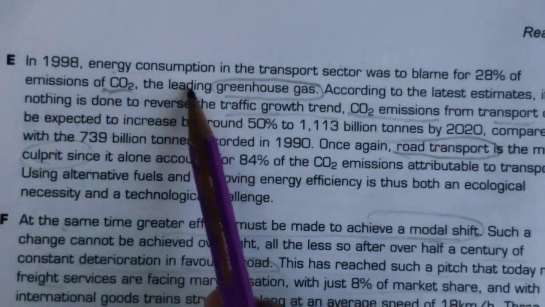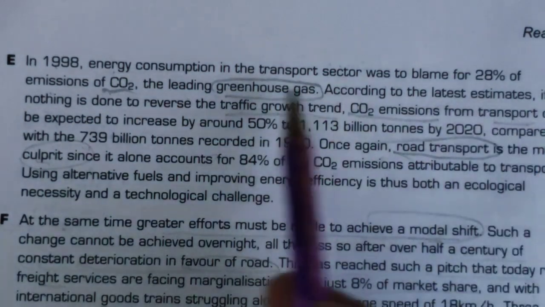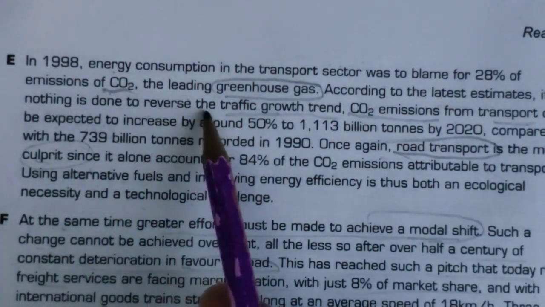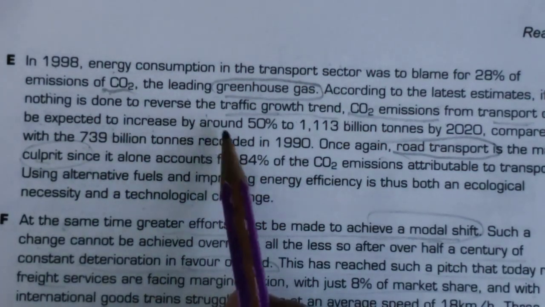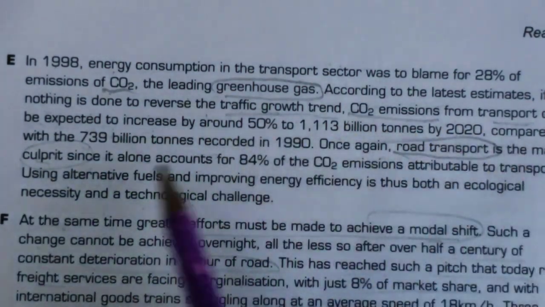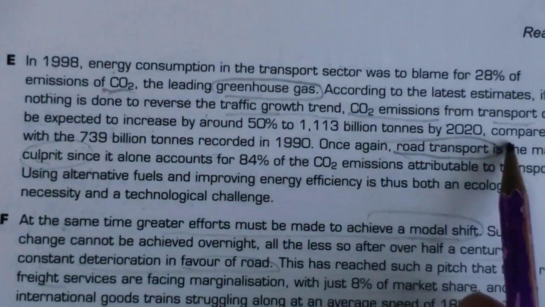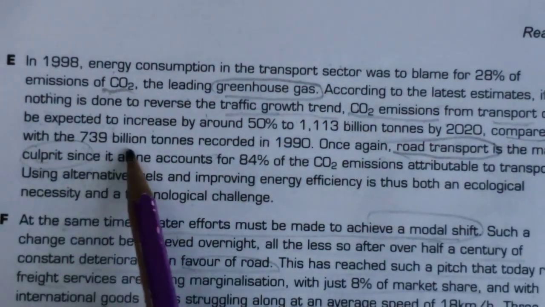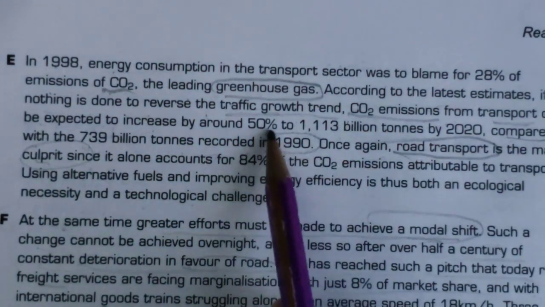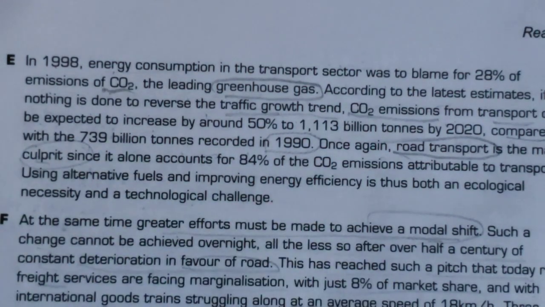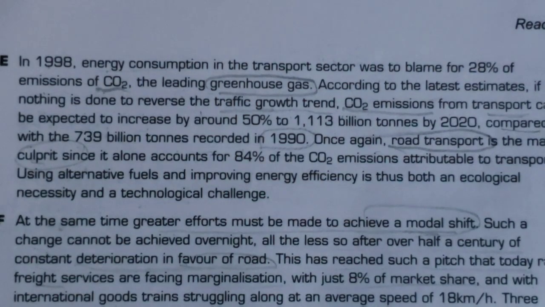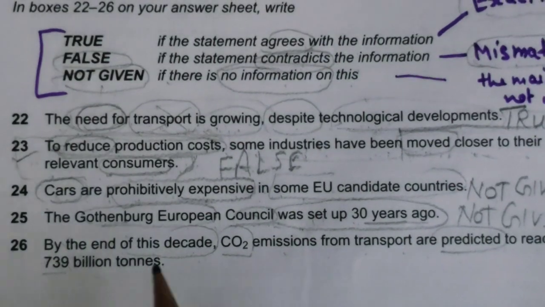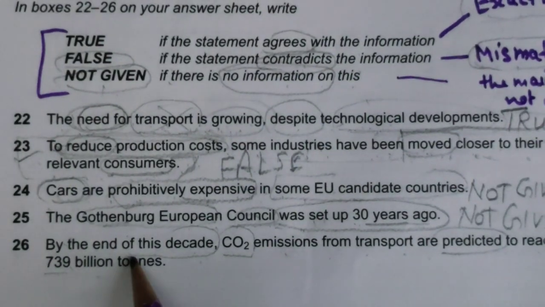So emissions of the leading greenhouse gas, according to the latest estimates, if nothing is done to reverse the traffic growth, CO2 emissions from transport can be expected to increase by around 52 percent, compared with 739 billion tons recorded in 1990. Okay, story is finished. Why? Because the question is saying different things. See, the question statement is saying different things.